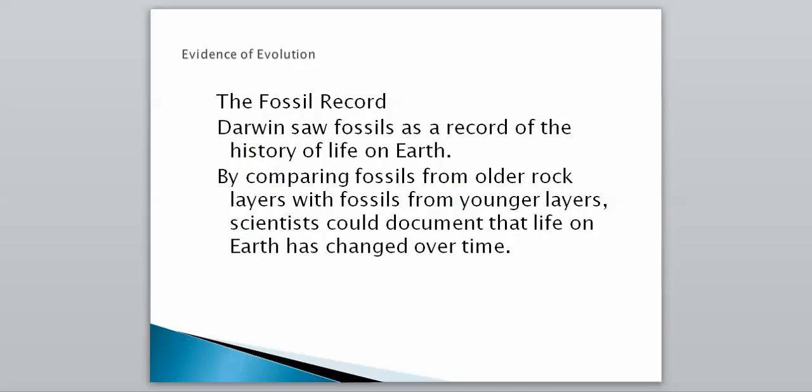Our first one is the fossil record. Darwin saw fossils as a record of the history of life on Earth, which is exactly what it is. It preserves animals that used to be alive, or plants that used to be alive, and it preserves them for us to look at today. By comparing fossils from older rock layers with fossils from younger rock layers, scientists could document that life on Earth has in fact changed over time. They could look at this rock from 5 million years ago and this rock from 15 million years ago, and see there's a definite difference and some similarities as well. So we could see that life has changed and also stayed the same over time.